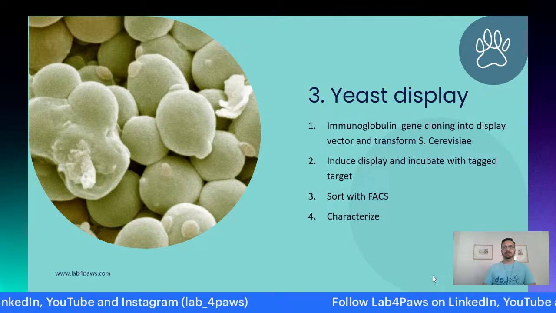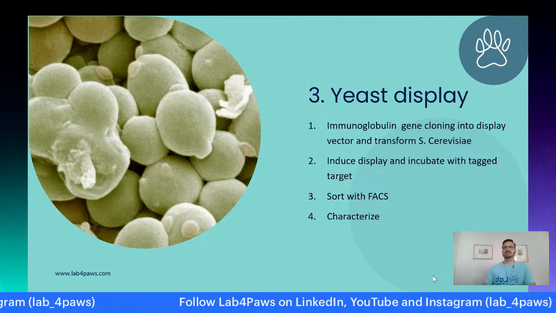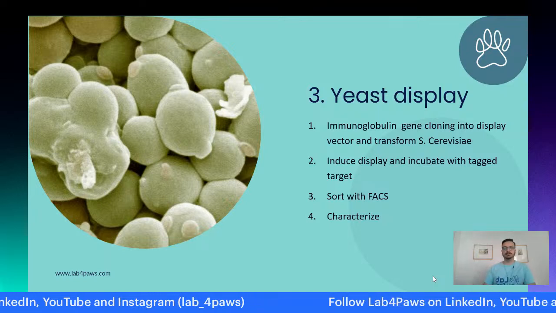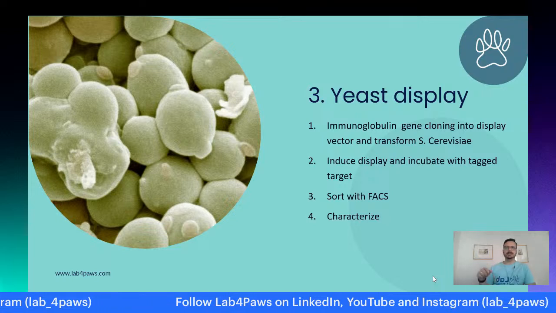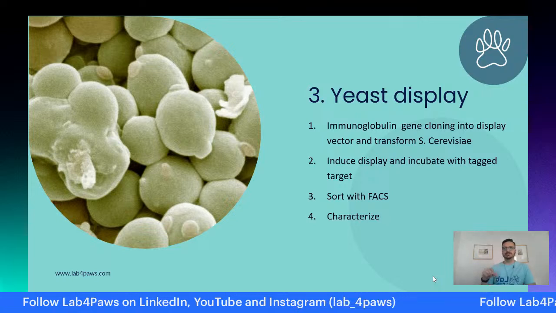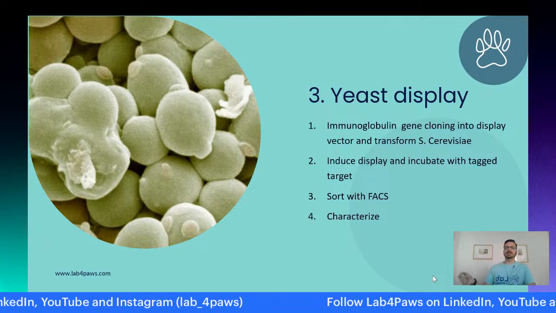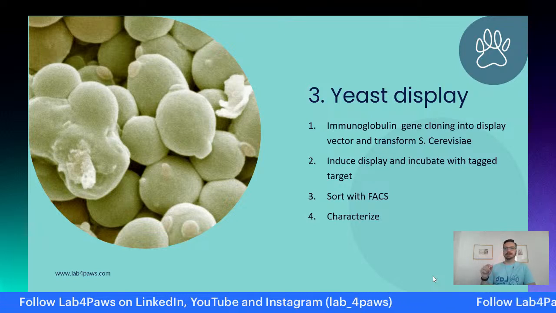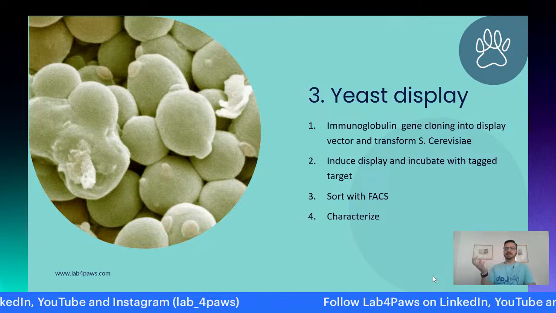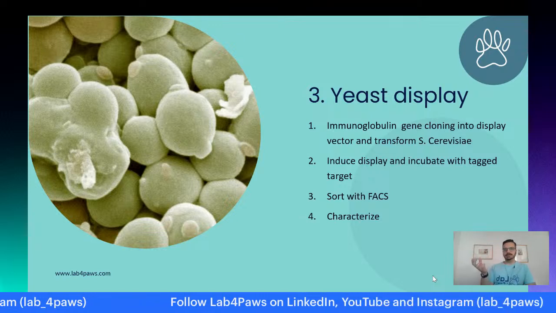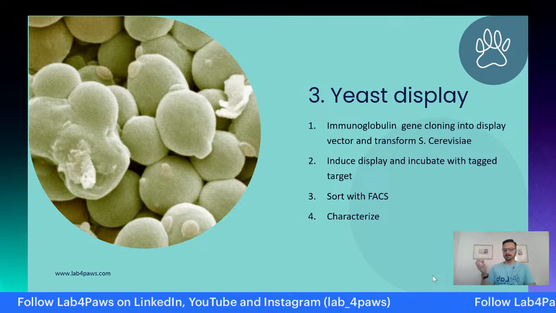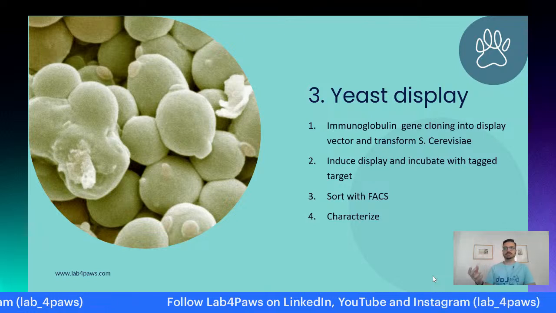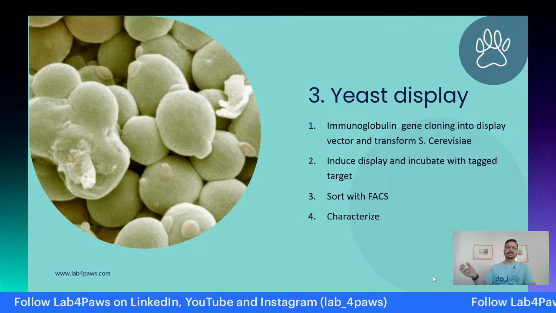The third method that is most commonly used is yeast display. In yeast display, this is relatively similar to the previous method. In this case, I will clone the immunoglobulin gene into a display vector and transform with that a yeast, for example, Saccharomyces cerevisiae, and I will then induce the display on the cells themselves, and then I will incubate this with a tagged target. So my target with, for example, a fluorescent tag, and then I can sort them with FACS.